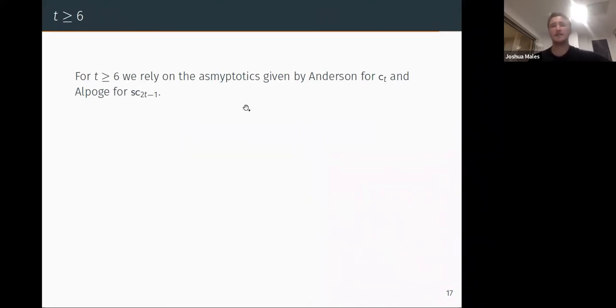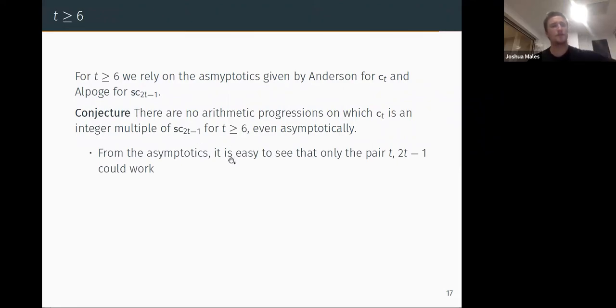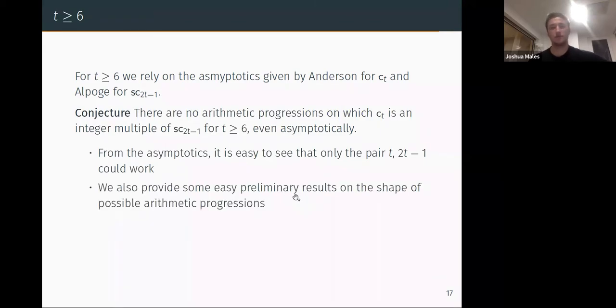Well, for this, we rely on these asymptotics that I mentioned by Anderson and Alpoge for c_t and sc_{2t-1}. Here's our conjecture. There are no arithmetic progressions on which c_t is an integer multiple of sc_{2t-1}, even asymptotically, for basically all t. So we believe that t equals 4 is the only case where this happens, a very special case. So what are some easy results towards this? Well, first of all, why 2t minus 1 and t? This is very clear if you just look at their asymptotics. We also provide some easy results on the kind of shapes these arithmetic progressions could have.